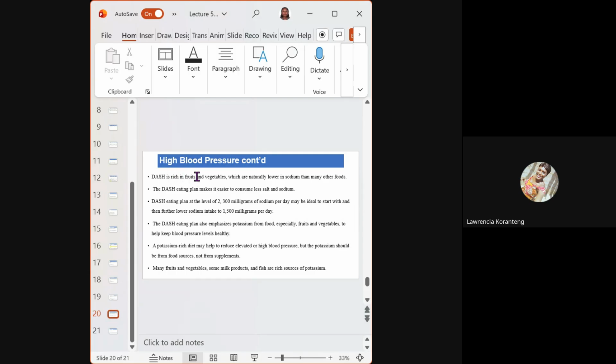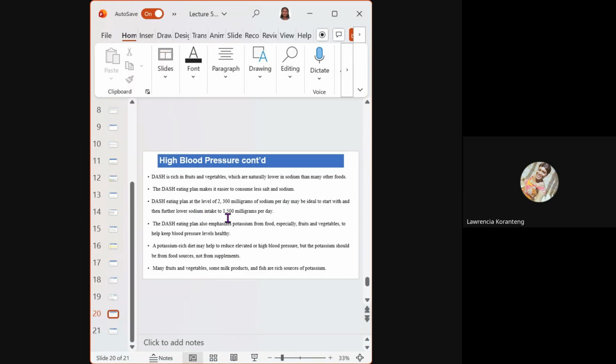The DASH diet is rich in fruits and vegetables, which are naturally lower in sodium than many other foods. So you should eat more fruits and vegetables here. And then you should consume less salt. So now let's look at the salt that you are supposed to take. In the DASH eating plan, you need to eat 2,300 milligram of sodium per day. It is ideal to start with.